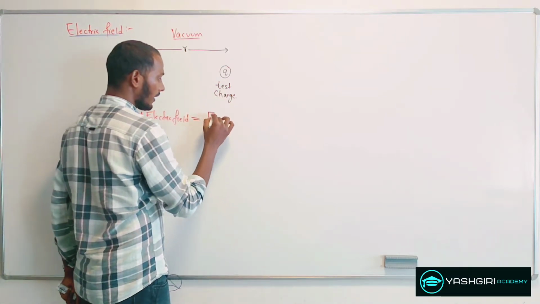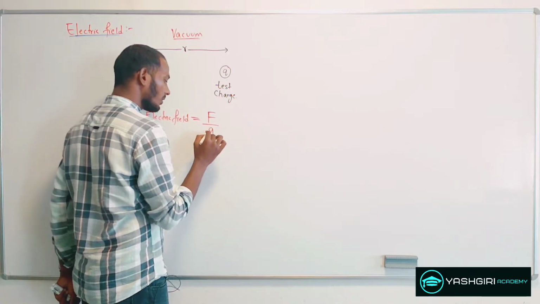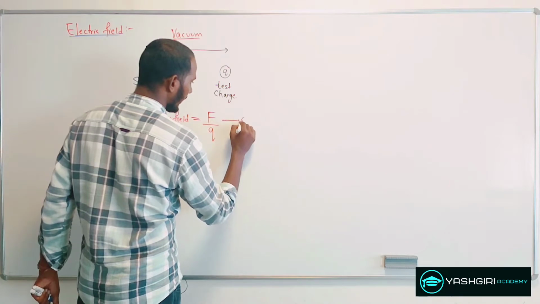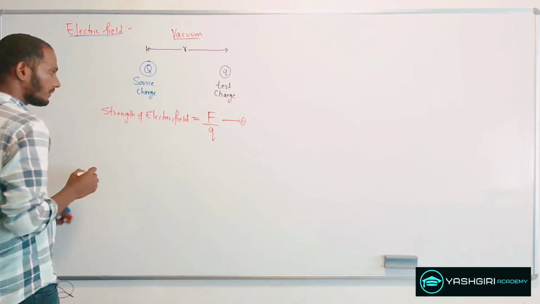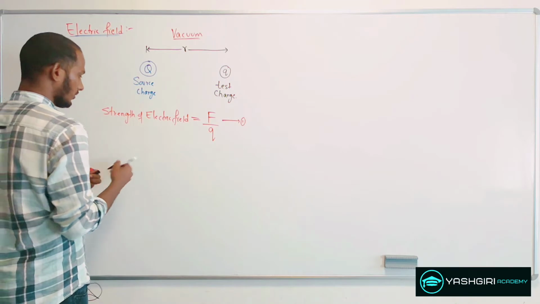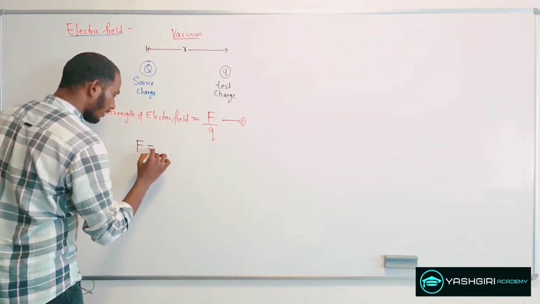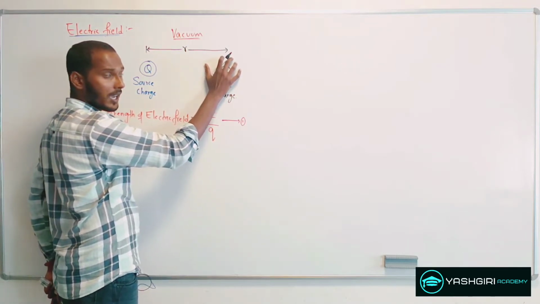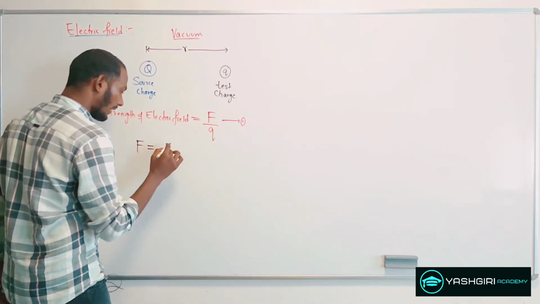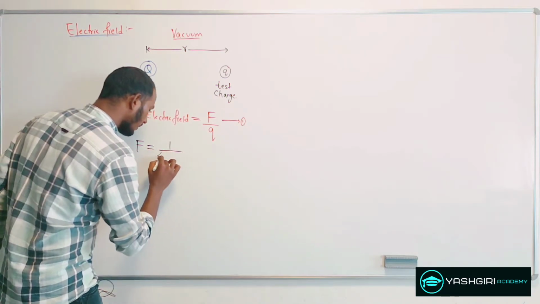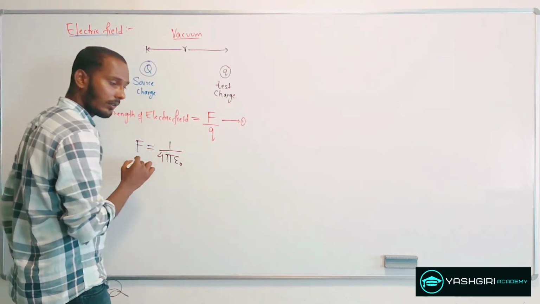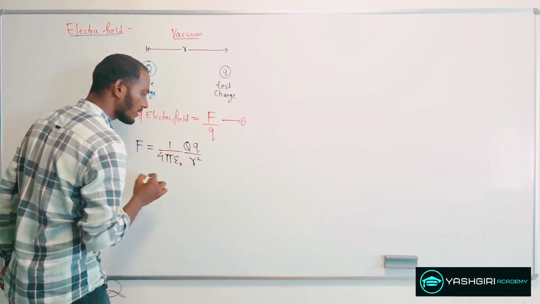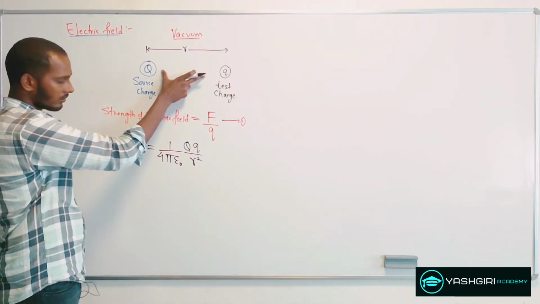So I can write it's a force per unit charge. Now here, let me put this as my first expression, and here I can write the force, the F. From Coulomb's law I can get the force exerted on this test charge by this source charge, and we write it as F is equal to 1 upon 4 pi epsilon naught into the product of these two charges by the square of the distance of separation between these two charges.